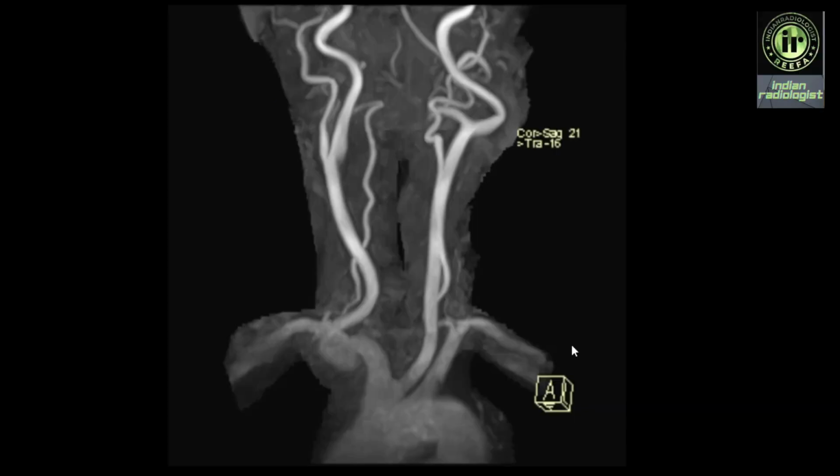Normally, there are three vessels which arise from the aortic arch: the brachiocephalic, the left common carotid, and the left subclavian artery. In this case, we can see that there are two branches arising from the aorta. The first is the common trunk, which then divides into the brachiocephalic and left common carotid artery, and the second is the left subclavian artery. This is the most common variant that we see in our routine practice.